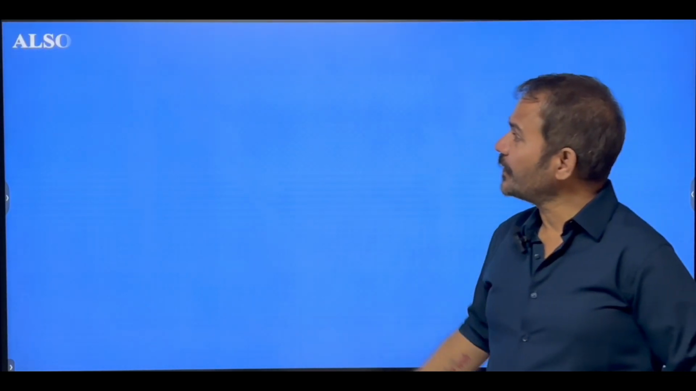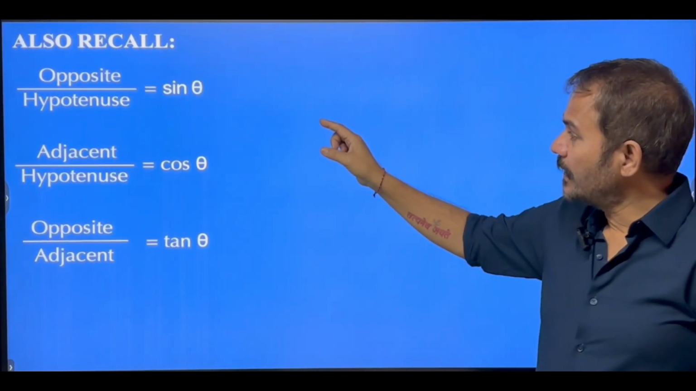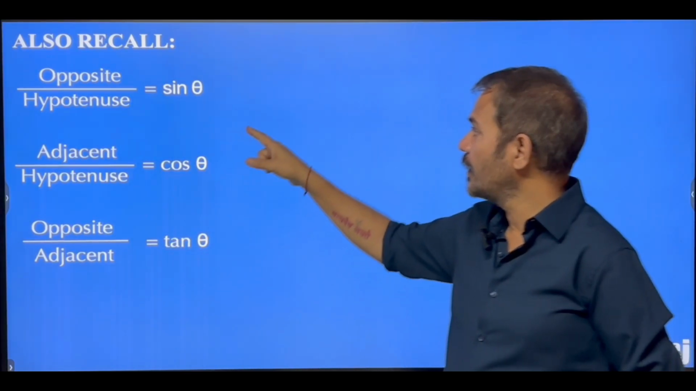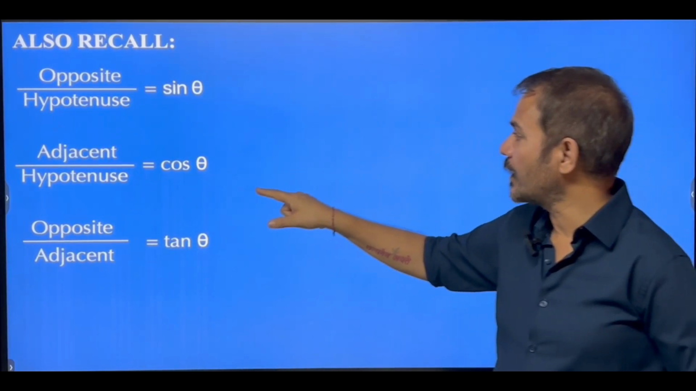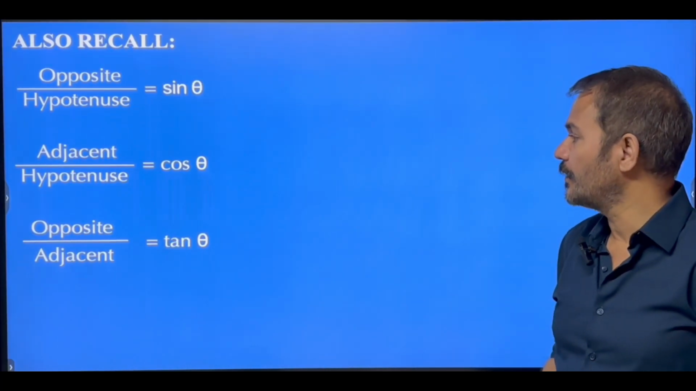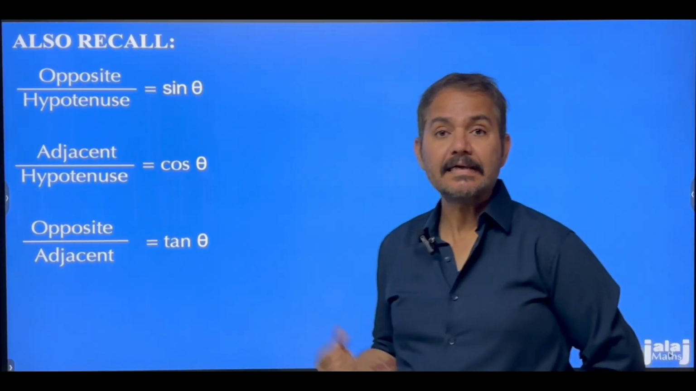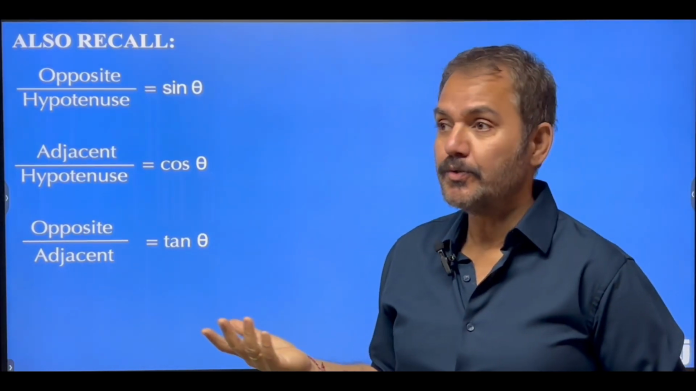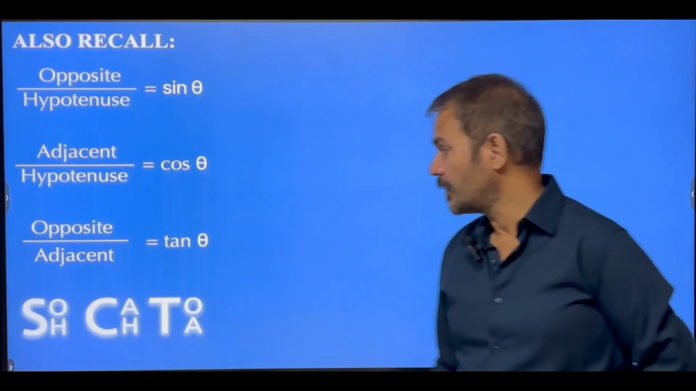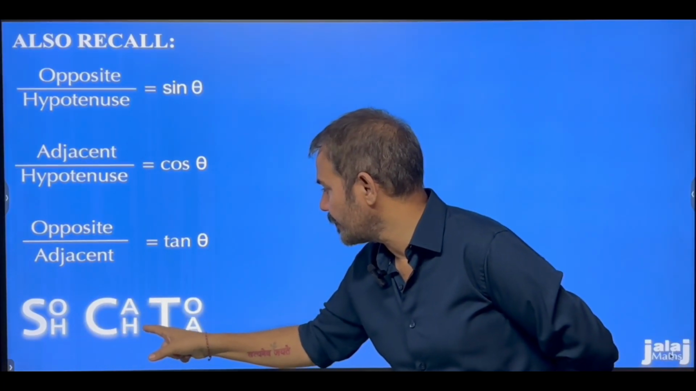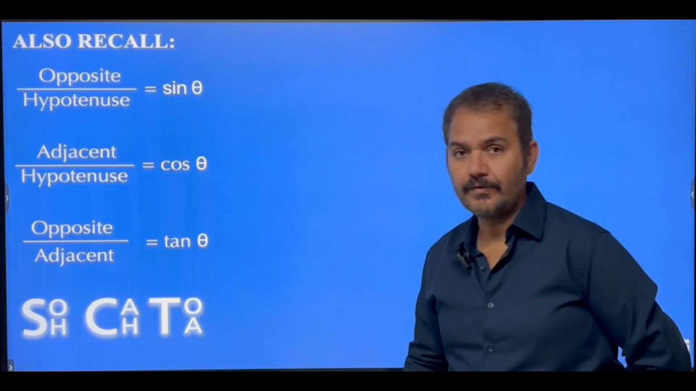And also recall, in a triangle, trigonometric ratios are always constant. And these are: sine is opposite over hypotenuse, cos is adjacent over hypotenuse, and tangent is opposite over adjacent. And a popular way to memorize this is SOHCAHTOA. So sine is opposite over hypotenuse, cos is adjacent over hypotenuse, and tan is opposite over adjacent.